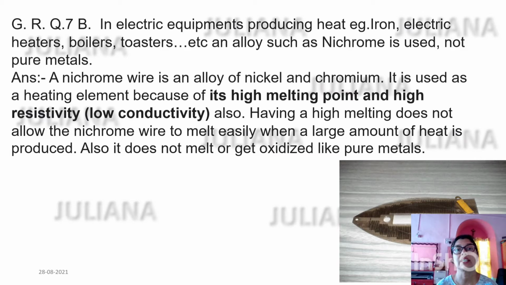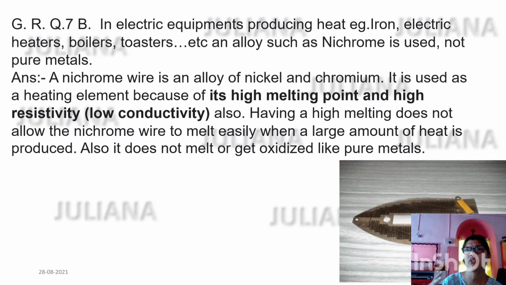Now it is used as a heating element because of its high melting point. So even if a lot of current passes through it, heating is equal to the square of electric current, that is I square, into the resistance, into the time. So therefore the melting point of nichrome is very high. It has low conductivity and very high resistivity.